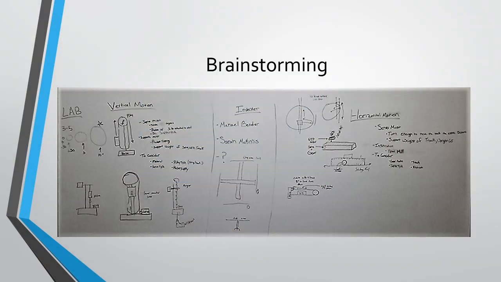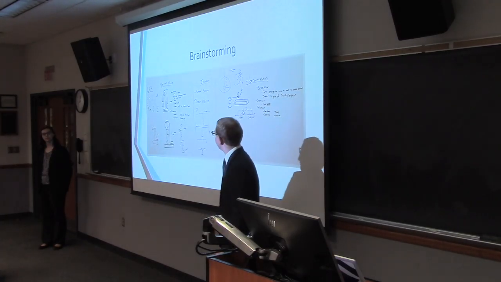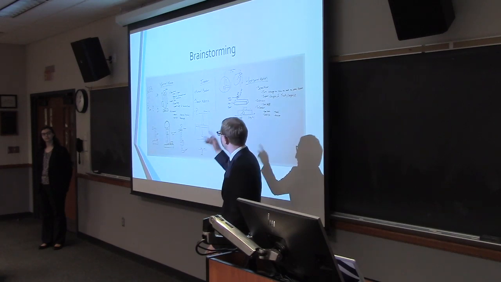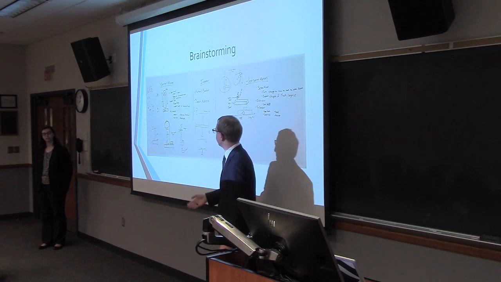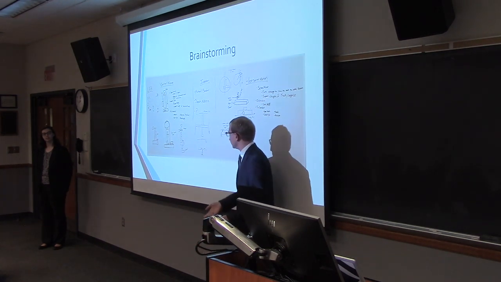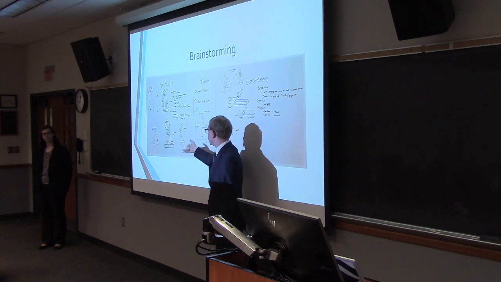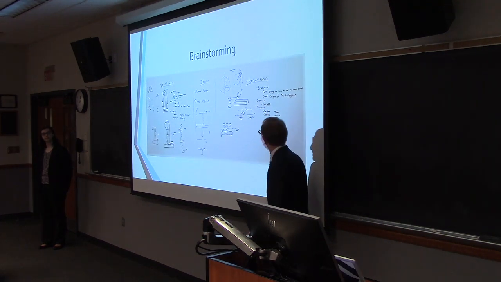Here we have some of our initial brainstorming for how we would accomplish the various axes. So for example, for the vertical axes, we have various implementations of a pulley system where we would attach the sensor to it and pull it up and down. We also had a screw system for the vertical system as well, pulling up and down.